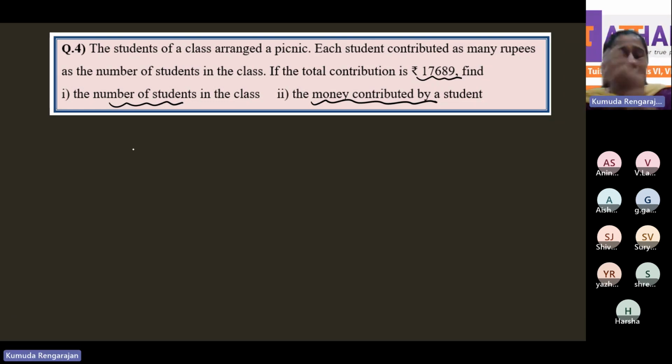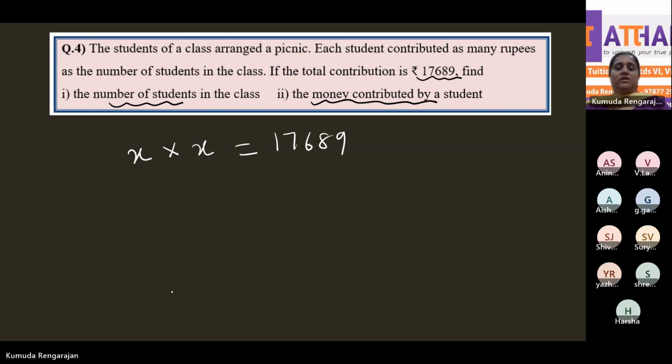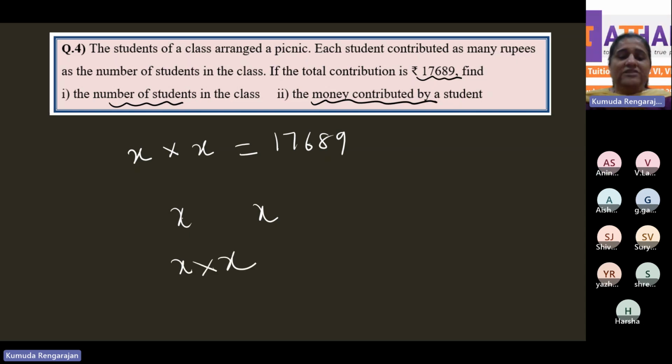So supposing the number of students in a class is X, the money contributed by them is also X. And how will you find the total contribution? X into X is the total contribution, which is 17,689. How many students in the class? We don't know. X. What is the money contributed by each student? X. Because whatever is the strength, the same is the contribution. Now, how will you find the total contribution? Number of students X into the money given by each.